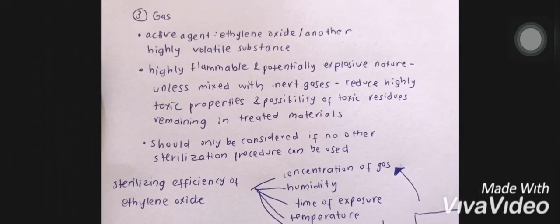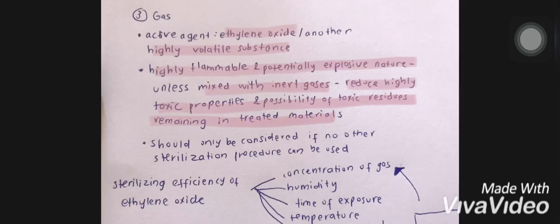For gas sterilization, the active agent used is ethylene oxide or another highly volatile substance. The highly flammable and potentially explosive nature of such agents is a disadvantage unless they are mixed with inert gases to reduce the highly toxic property and possibility of toxic residue remaining in treated material. The whole process is difficult to control and should only be considered if no other sterilization procedure can be used.